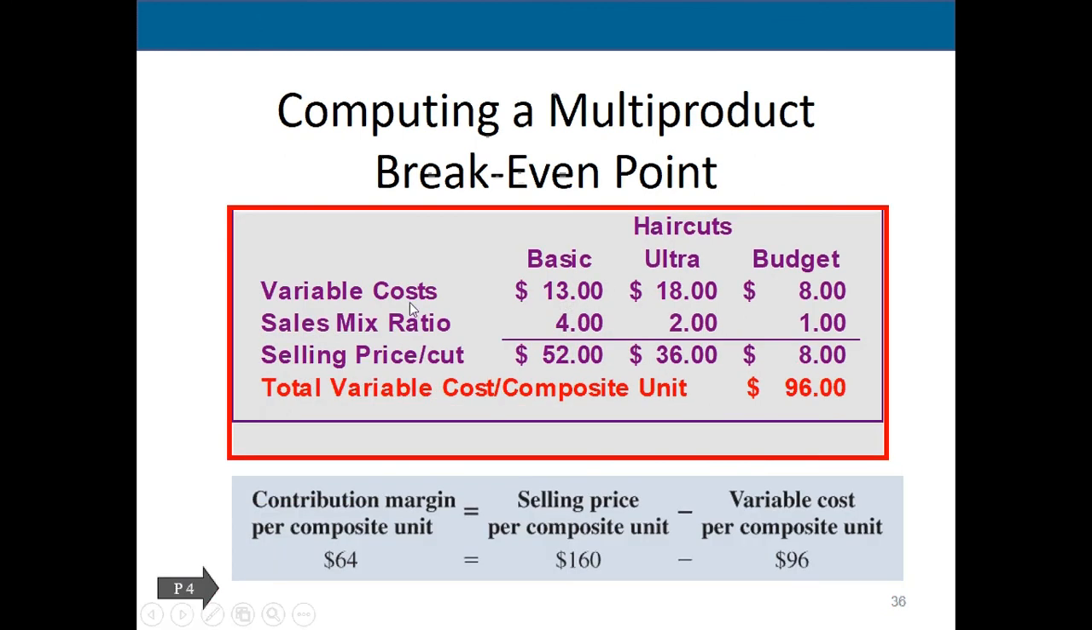We do the same thing for variable costs. We take the variable cost for each type, multiply it by the sales mix ratio. They've got this wrong. This is variable cost per cut. To get the 52, 36, and 8, add them all up together and we get a $96 variable cost per composite unit. Okay, so what do we know now? Well, now we have our composite unit selling price and our composite unit variable cost, and we know that price minus cost gives us contribution margin. This must be our contribution margin per composite unit, 64.